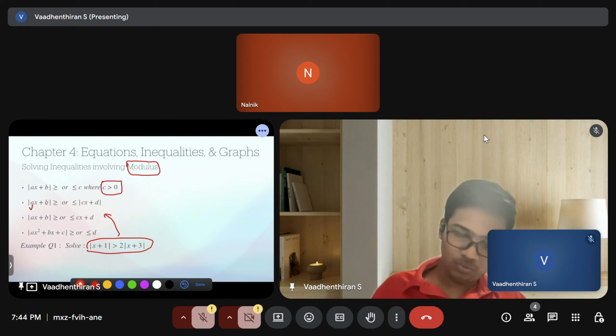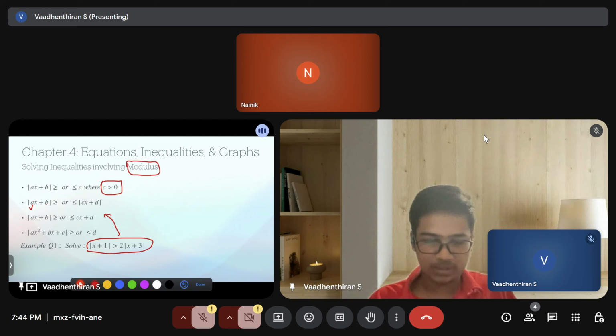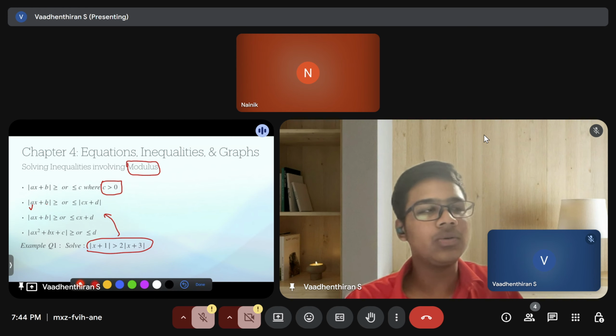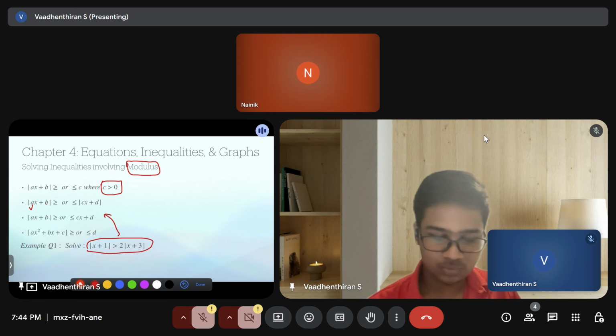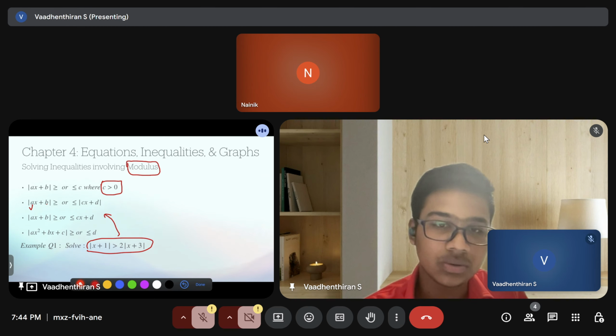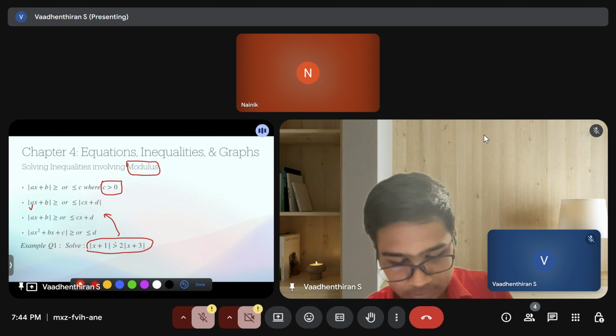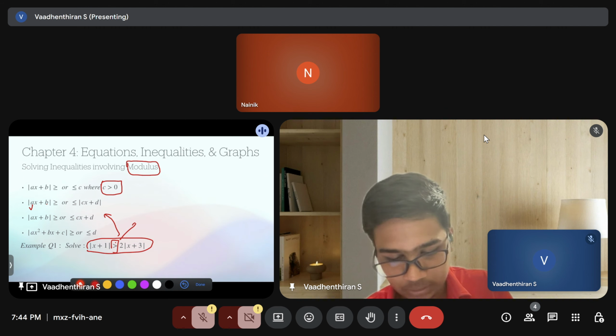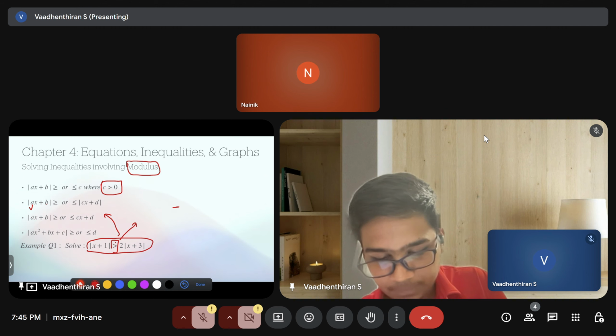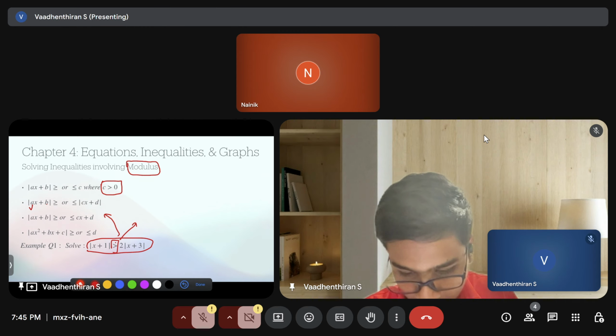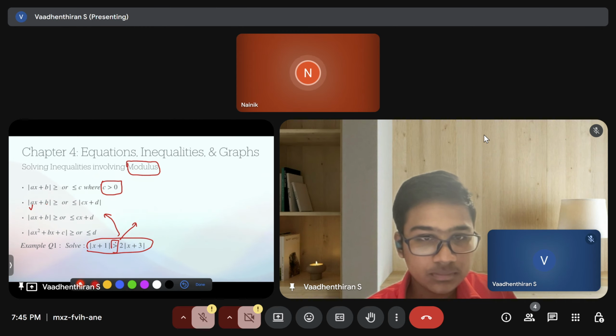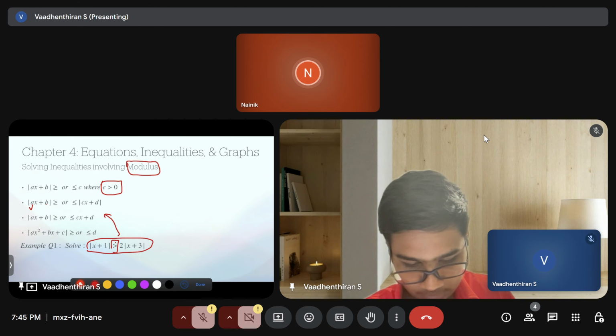There are two ways of solving: either by squaring both sides, or you can do the normal method, where you take 2 times x plus 3 and 2 times negative of x plus 3. That method also works, but you need to be careful with the sign. The sign is the important thing. Could you explain both methods? I know the square method, but I'm a bit doubtful about this method, because won't there be four scenarios?